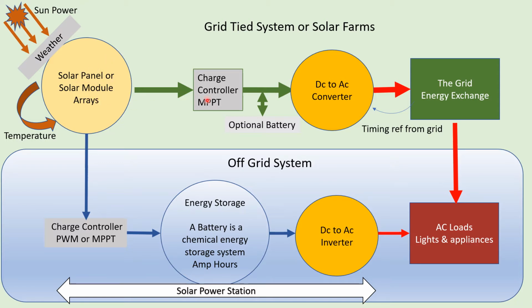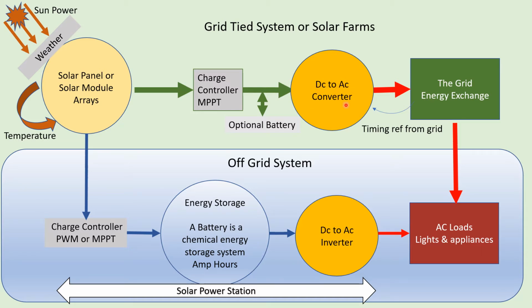In a grid-tied system, we're going to go down this path, and these are basically DC voltages and currents. We're going to have a charge controller, which is usually a maximum power point tracking charge controller, because we want to squeeze as much energy out of the sun that we can. We have an optional battery. They don't always give you a battery with a grid-tied system, so that if the grid goes down, you can keep running your stuff.